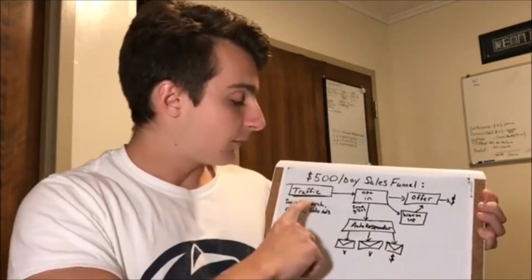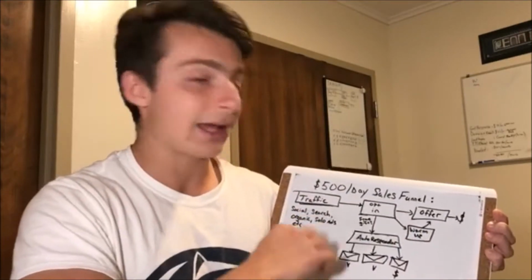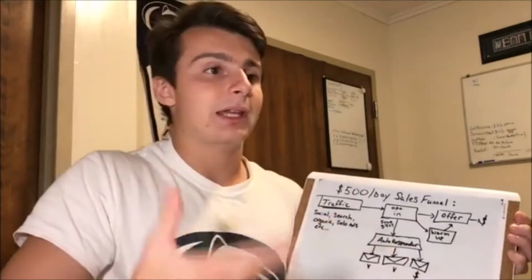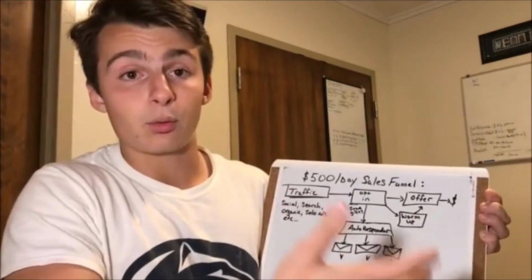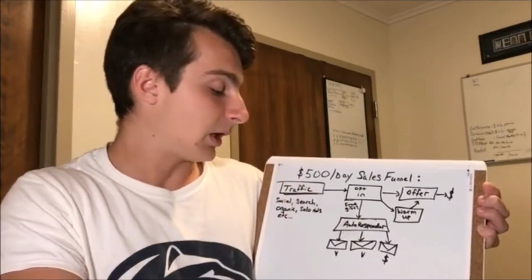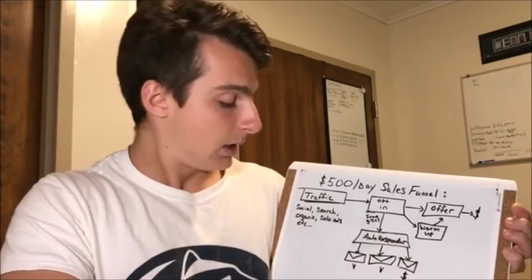Your traffic source could be social, search, organic, solo ads, and so on. Those are the big four. Social could be Facebook, Instagram, Snapchat, whatever, any of those paid or unpaid. It's up to you how you want to structure that. Search is Google ads, Bing ads, stuff like that.